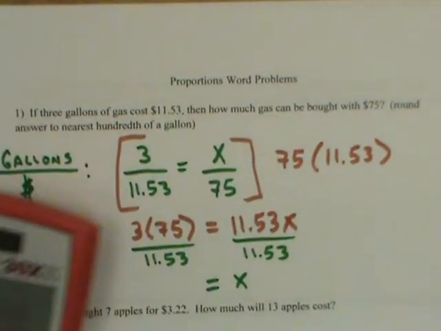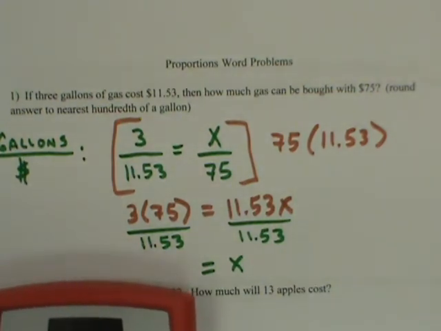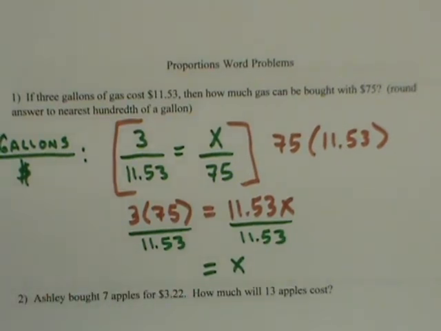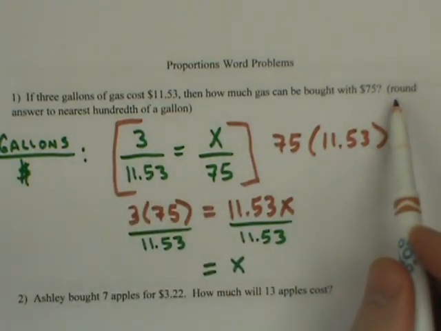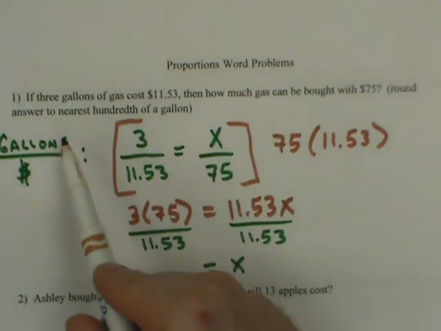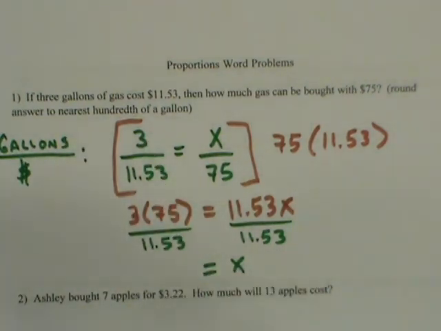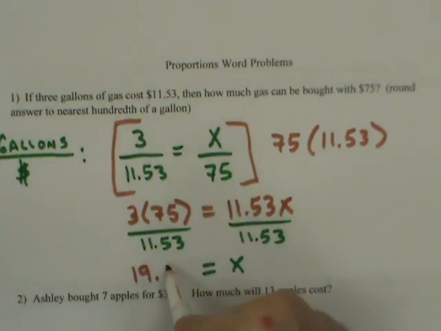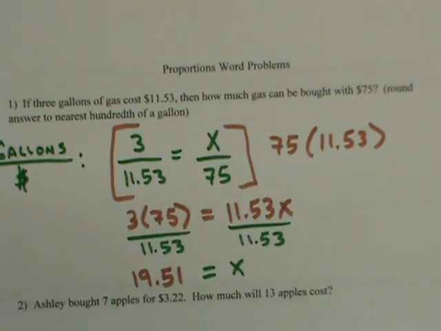Now, because I have my calculator, I'm simply going to type in here 3 times 75 divided by 11.53, and I get an answer immediately as 19.5143. But the directions told me to round the answer to the nearest hundredth, and so I'm going to write this as 19.51. That would be a rounded answer. That's the appropriate answer. And there's your example 1.